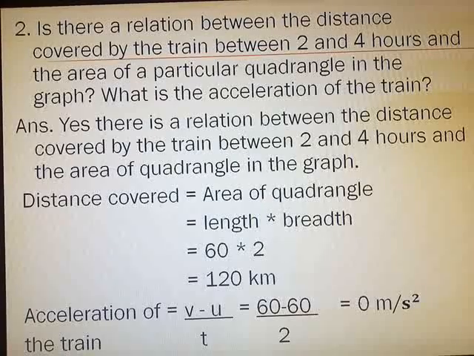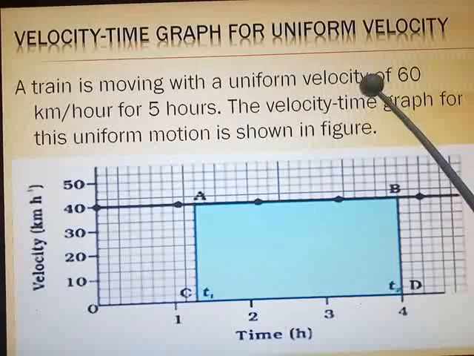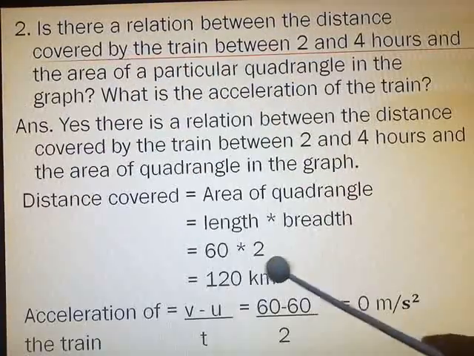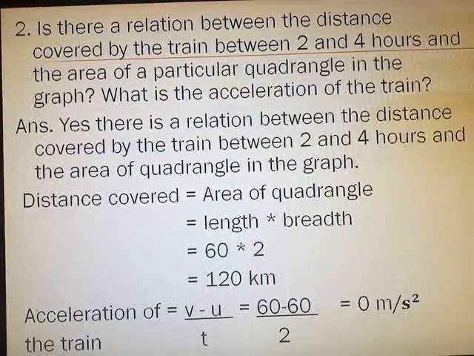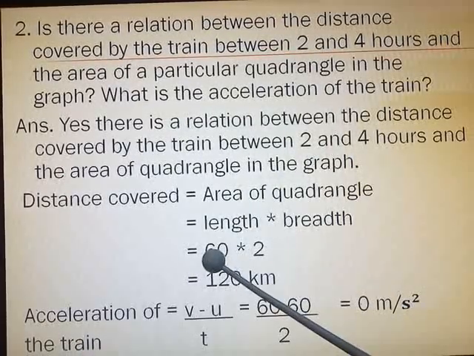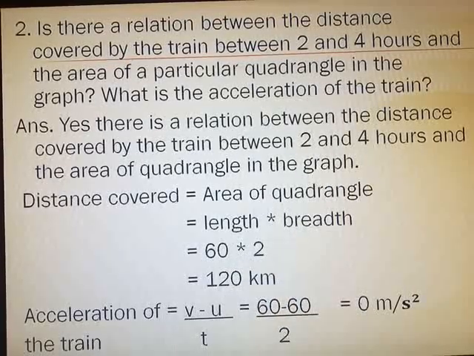Now how can you find out the length? Length is nothing but the distance which is covered. So velocity is 60, so length you are going to take as 60. Breadth is 2. Just now in the previous question number 1 we have seen 60 multiplied by 2. So the distance is how much? 120 kilometers. Velocity multiplied by time. Just now we have seen.